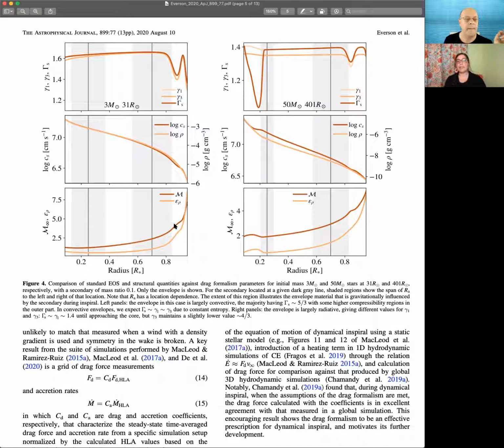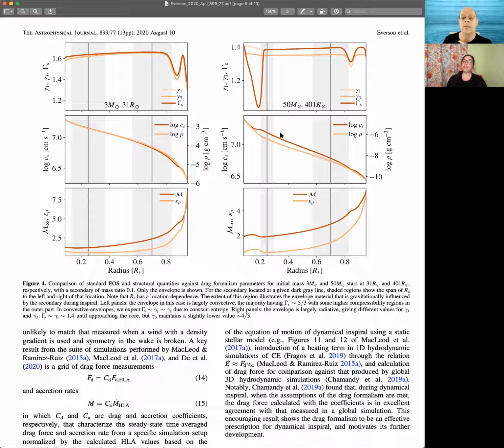When we look at the massive star here, on the right, that's a 50 solar mass star extended to about 400 solar radii. And we see different behavior with the equation of state there, because we're dealing with banded regions. We've got radiation pressure. We've got all these other things going on in this more massive stellar envelope. So we don't share those values. It's not constant entropy anymore. However, we do still see that gamma 1 and gamma S are the same most of the time.